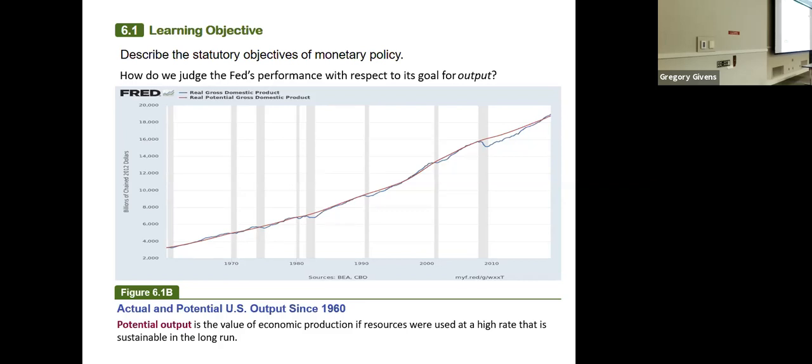So, for example, during the Great Financial Crisis, where GDP tanked relative to potential, the Fed would not have been efficiently achieving its employment output side of its mandate. And that's why the Fed tried to stimulate the economy by lowering interest rates so dramatically during that period, to help the economy grow back towards potential.